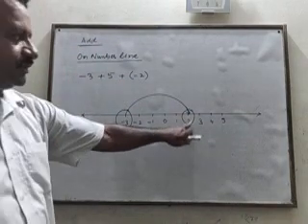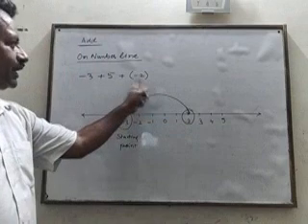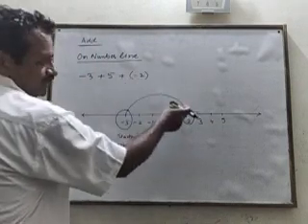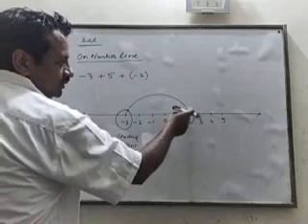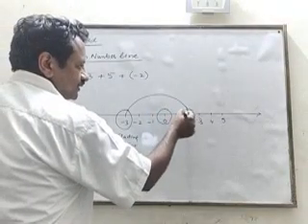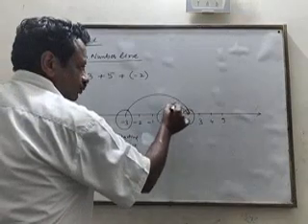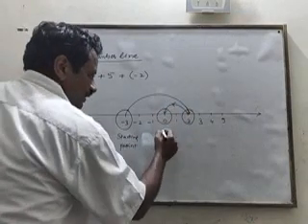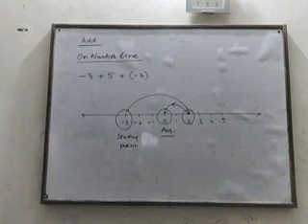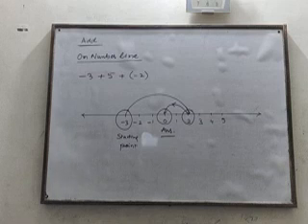Now I have to return back 2 steps because I am adding a negative integer. So I will go to the left, 1 step, then 2 steps. So after this, I will go back here. And this will be my answer. So this is how we do addition on the number line.